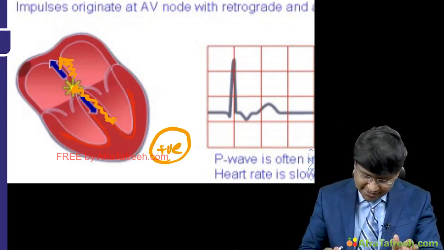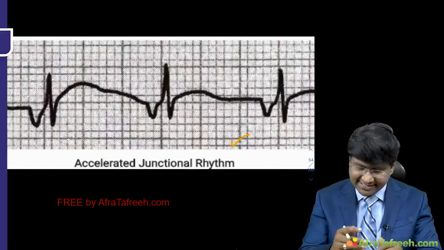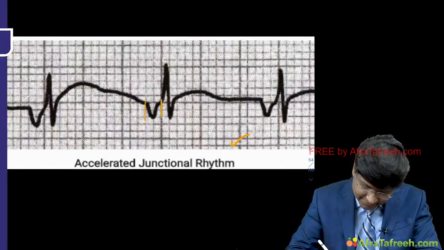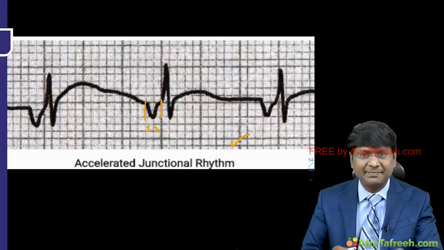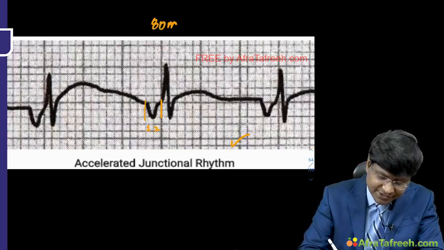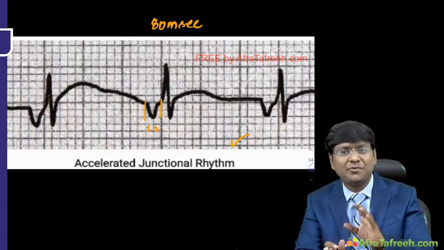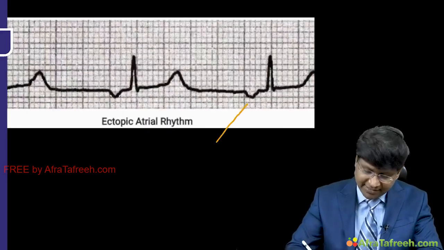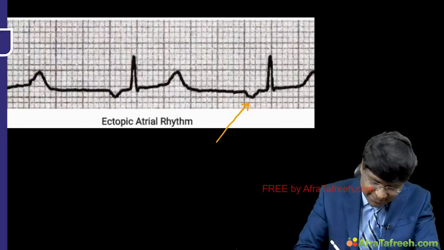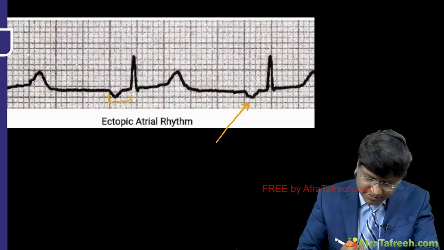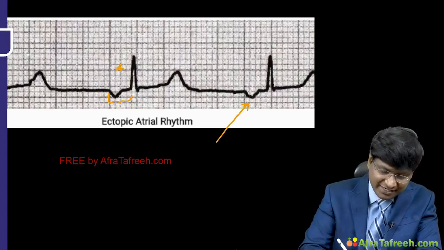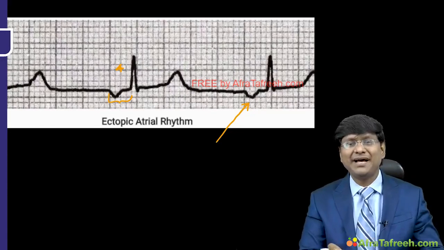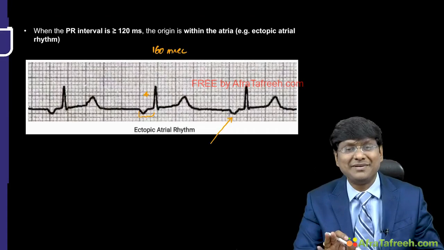So you see this, this is the ECG of the accelerated junctional rhythm. If you observe very carefully, the PR interval is occupying two small boxes. That means it is 80 milliseconds. Whereas in patients with ectopic atrial rhythm, this is the ECG strip of ectopic atrial rhythm, where you have the inverted P wave. Along with the inverted P wave, the PR interval is occupying almost 4 small boxes. That means it is around 160 milliseconds. So in ectopic atrial rhythm the PR interval will be more than 120, whereas in junctional rhythm the PR interval will be less than 120 milliseconds.